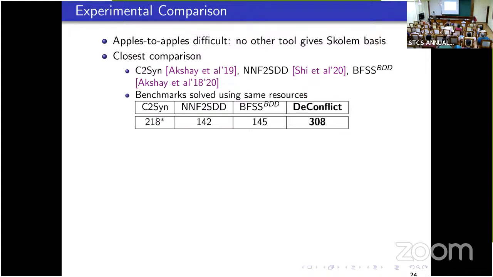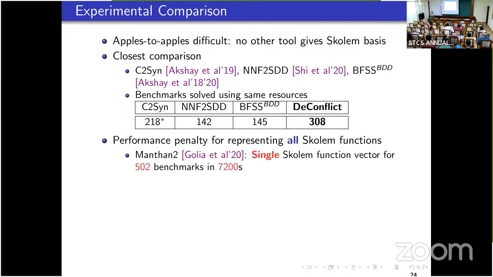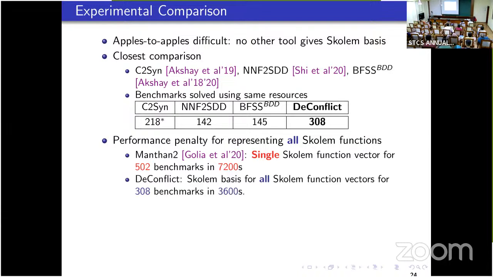This is if I compile to BDDs, if I compile to something called sequential decision diagrams, which also have this property, all of those are subsumed, you can do much better. And interestingly, we are getting the Skolem basis which can represent all Skolem functions. So one could ask, how much performance penalty am I paying if I were to just synthesize one Skolem function? It turns out that it is not too much. Of course, there is some penalty. In about half the time, we can go much beyond the state of the art.